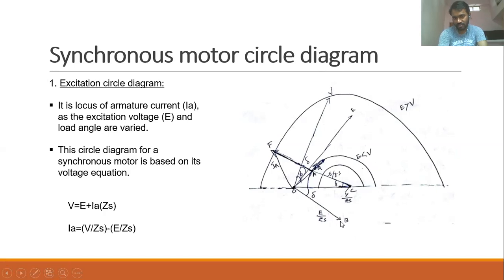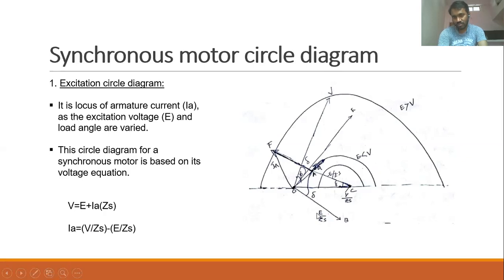Now I'm considering the other point as OB. Here IA is equal to V by ZS minus E by ZS. So the IA phasor can be obtained. These are all phasors here: IA phasor equal to V by ZS phasor minus E by ZS phasor.